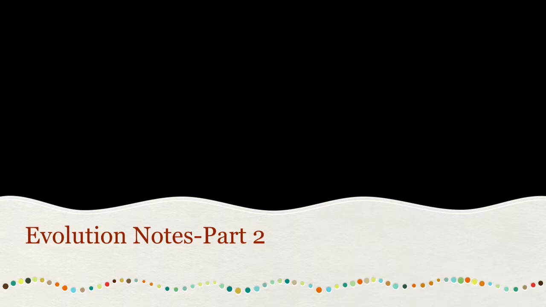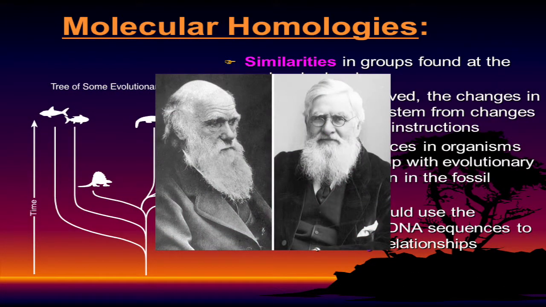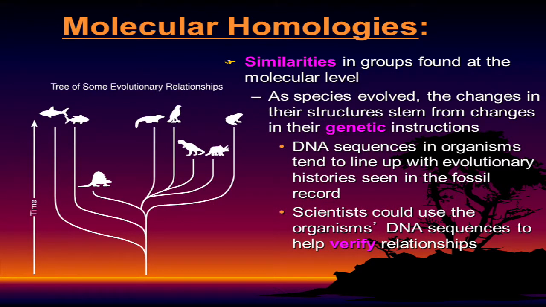Let's get started. As you should have learned from the previous video, both Charles Darwin and Alfred Wallace concluded that life forms all descended from a common ancestor. There are several ideas that support common ancestry that we will discuss today. One support is the presence of molecular homologies. What do you think that means?